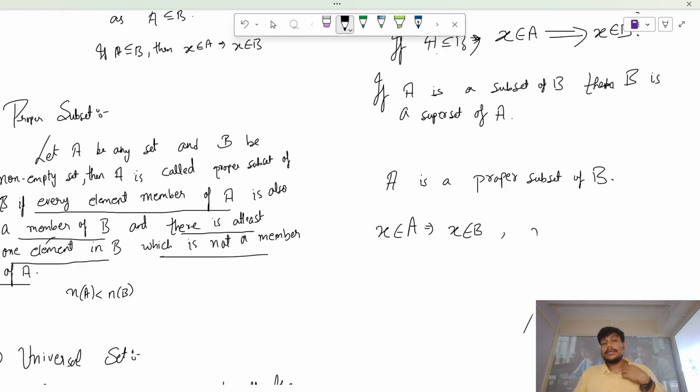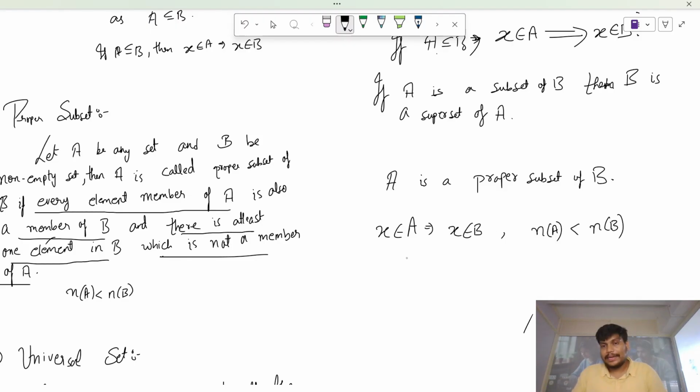That means the number of elements in A should always be less than the number of elements in B. If there are some common elements, it's okay. But the number of elements in set B will be higher. There will be at least one element in B which is not in A. If this is the case, then it is a proper subset.